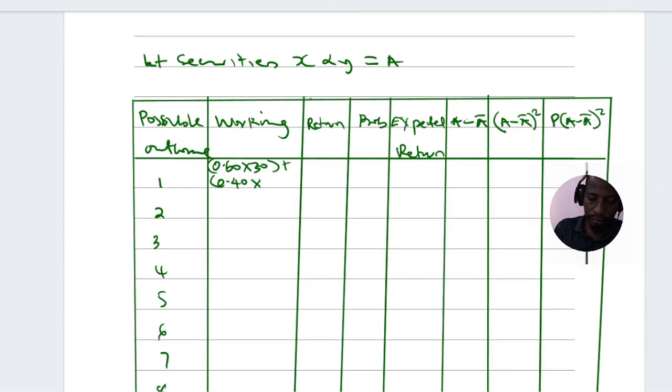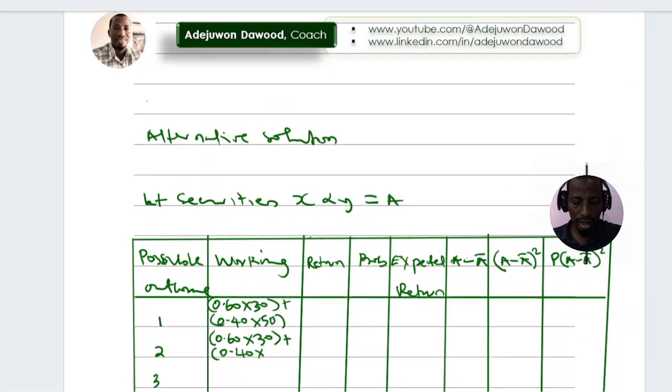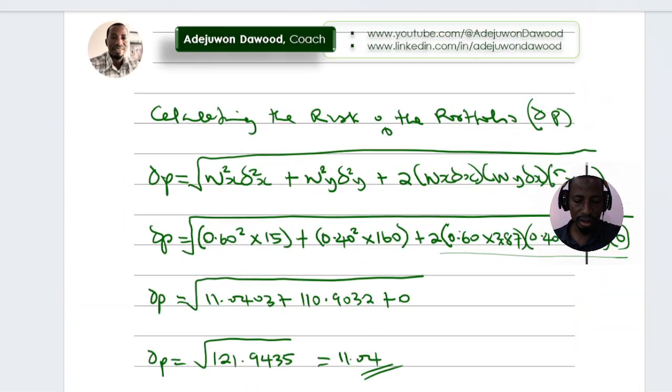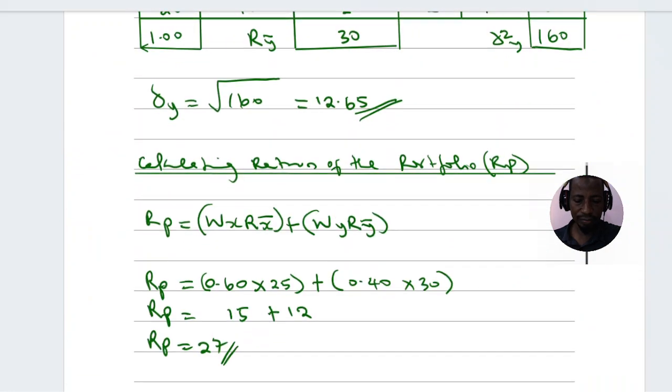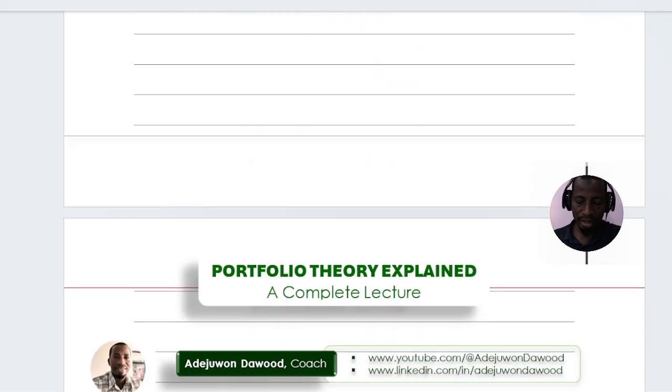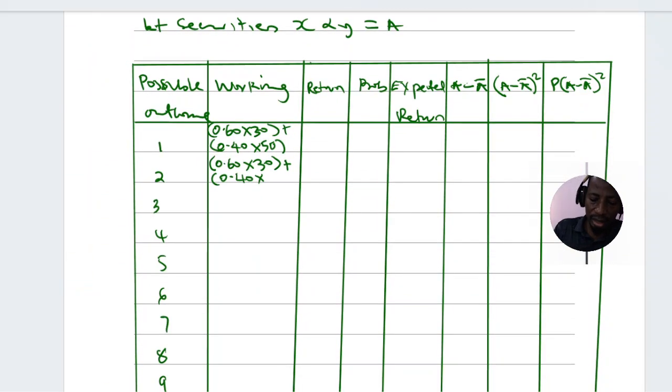Okay, this is 50. Now, like I said, you are going to keep the return on one security constant. So here will still be 30 plus 0.40 multiplied by the return of the second probability, which is 30 for Y. So the return of Y is changing while we are keeping the return of X constant.